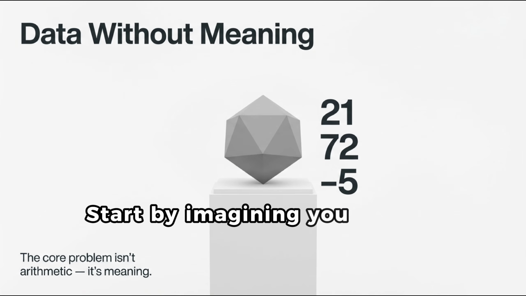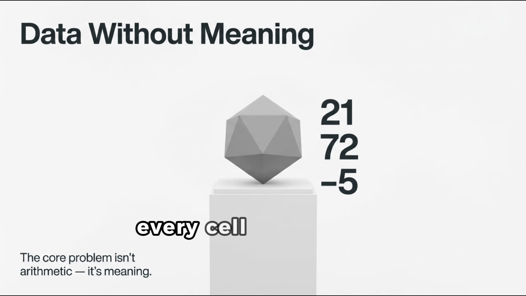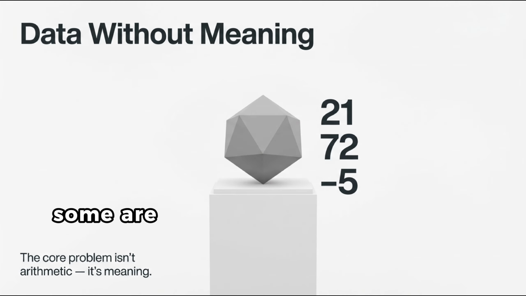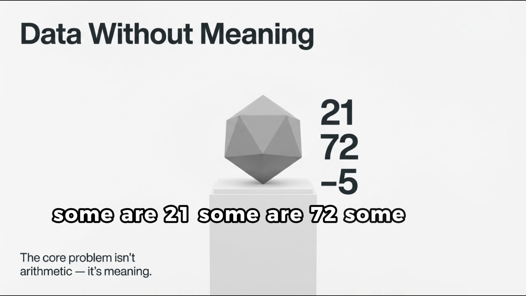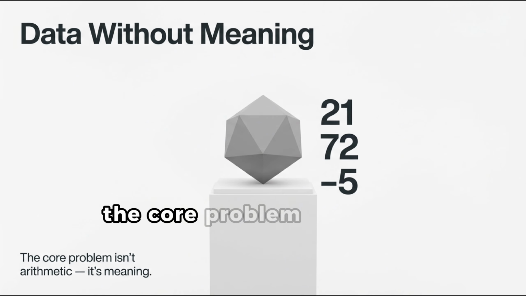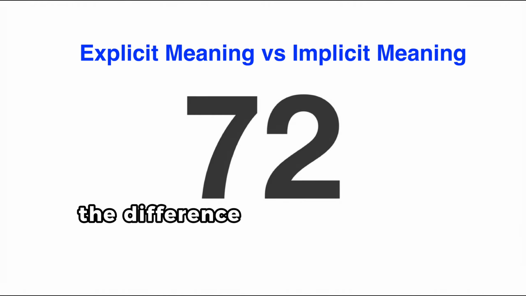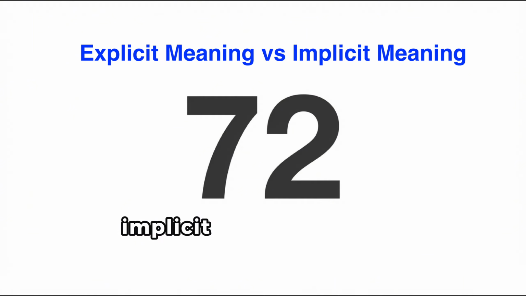Start by imagining you open a spreadsheet and see a column labeled temperature. Every cell is a number. Some are 21, some are 72, some have -5. What do you do? Do you plot them, convert them, send an alert? The core problem here isn't arithmetic, it's meaning. And that's exactly what this video is about: the difference between explicit meaning and implicit meaning in data, and why both matter.